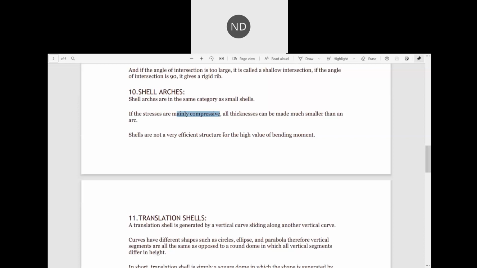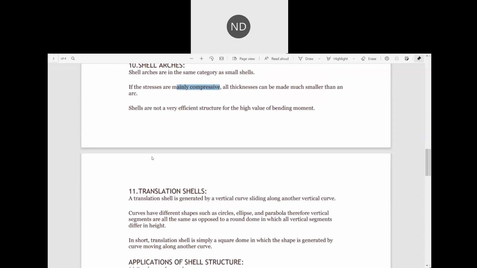Shells are not very efficient structures for high values of bending moment. When your bending moment can be very large, in those cases a shell structure is not provided. Shell structures are basically used for decorative purposes, for the show of the structure, for making it something unique. In that way we are using the shell structures.